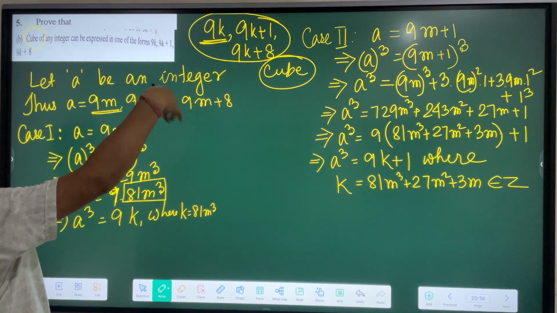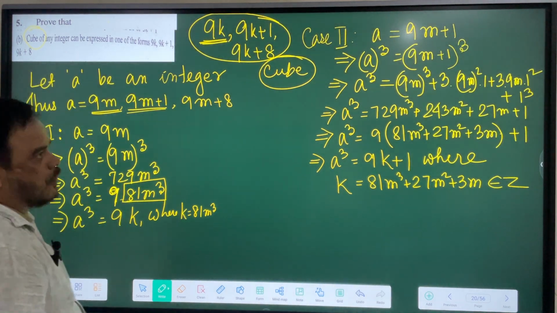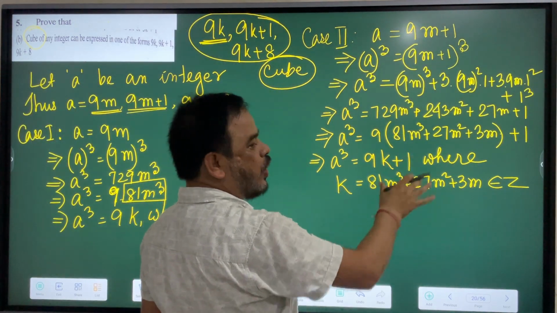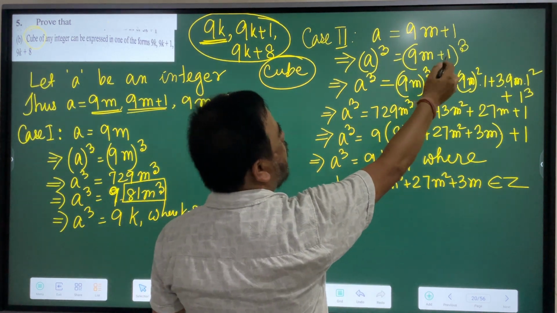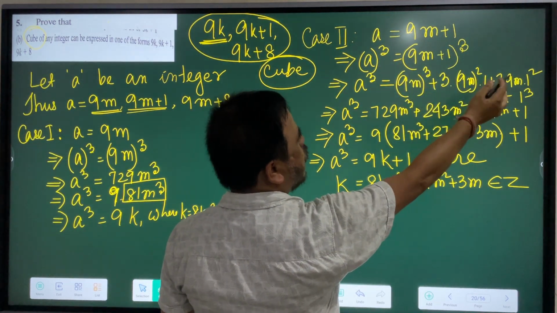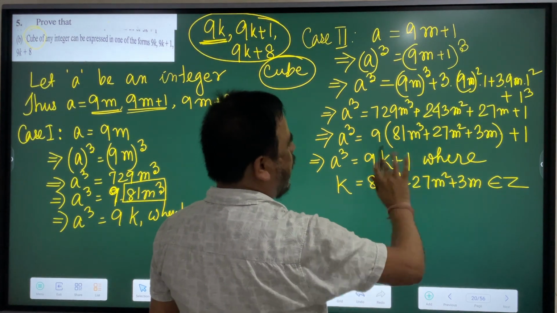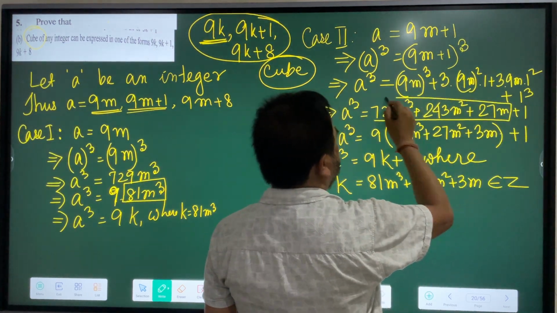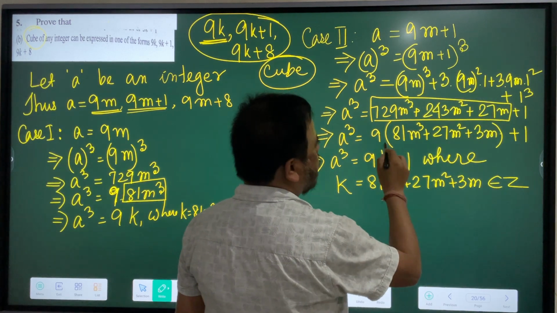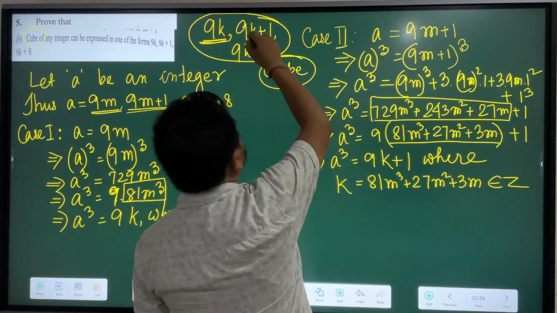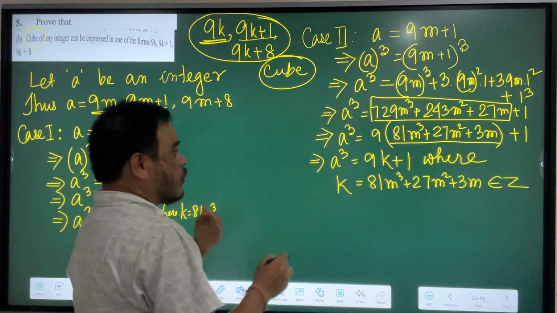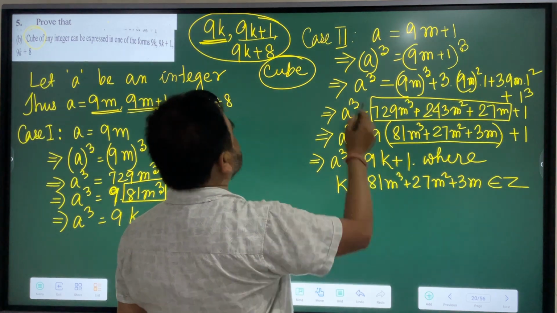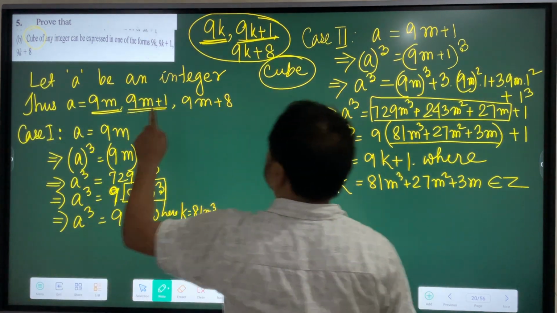Case 1 is finished. Now case 2, a equals 9m plus 1. Cubing is a big calculation, so I have done it already, but it takes time. So a cube equals (9m plus 1) whole cube. (a plus b) whole cube is a cube plus 3a square b plus 3ab square plus b cube. Calculation is done. At last 1 is kept alone separately, and from the other 3 terms 9 is taken common, plus 1, because we need 9k plus 1. In place of this, k is taken, plus 1. So it is simple: a cube equals 9k plus 1. This is finished. Case 3, we will go to 9m plus 8.